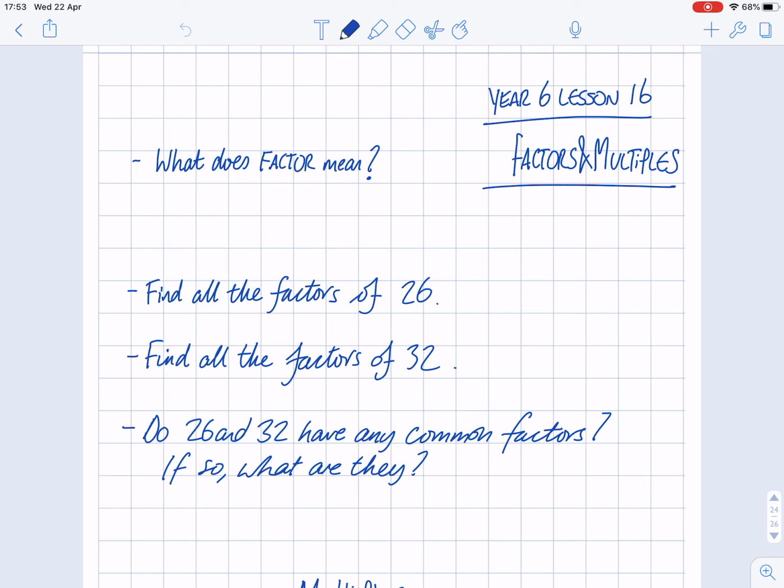So we've got Lesson 16, Factors and Multiples. We talked about factors yesterday, and we're also going to talk about multiples as well.